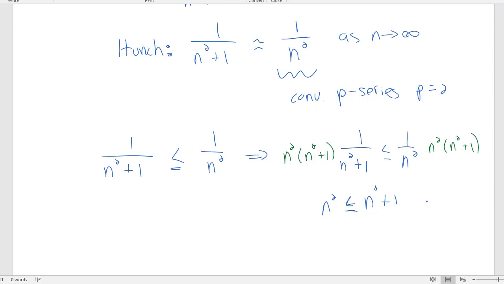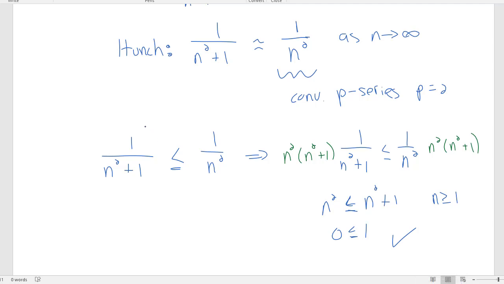Now this should be pretty obvious, right? For any n greater than or equal to 1, because that's what our series is, the sum from n going 1 to infinity. So for any n greater than 1, 1 squared plus 1 is 2, that's greater than 1. If it's not obvious to me, I can subtract n squared from both sides here. Subtracting n squared gives me 0 less than or equal to 1, right? And, check mark. I know that that is true.